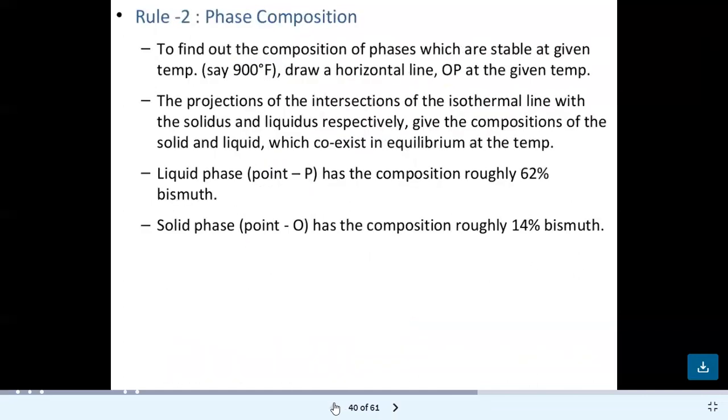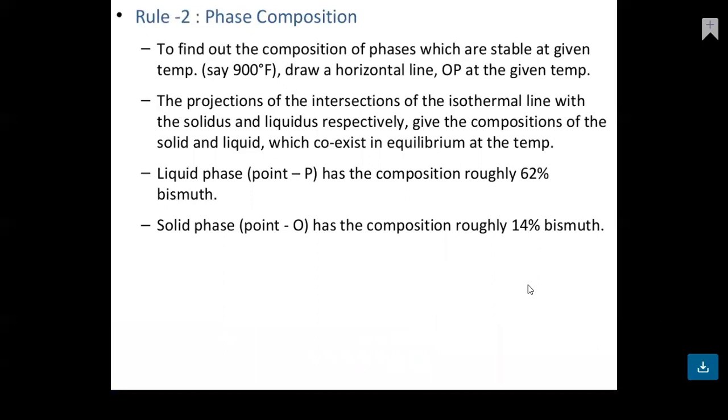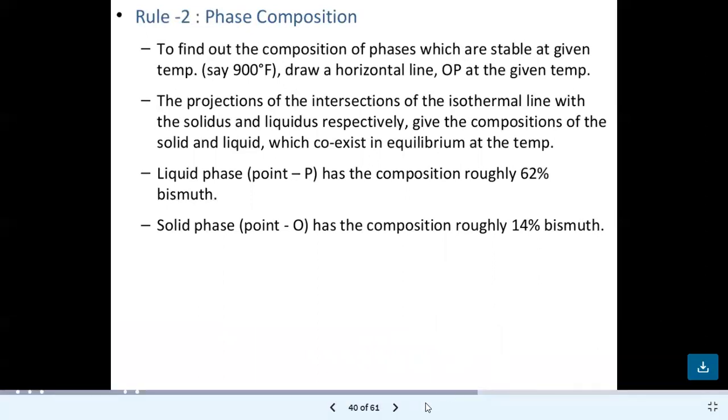So OP at the given temperature, the projection of the intersection of the isothermal line with the solidus and liquidus respectively give the composition of the solid and liquid which coexist in equilibrium at the temperature. If we draw this isothermal line, and if that line gets intersected at solidus and liquidus respectively, then it gives the composition of the solid and liquid which coexist in equilibrium at the temperature. If we consider the liquid phase, point P has the composition roughly 62% bismuth. Solid phase, point O has the composition roughly 14% bismuth.